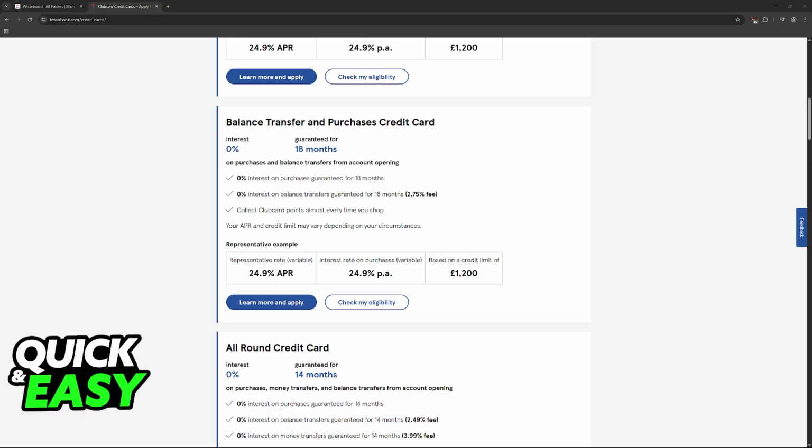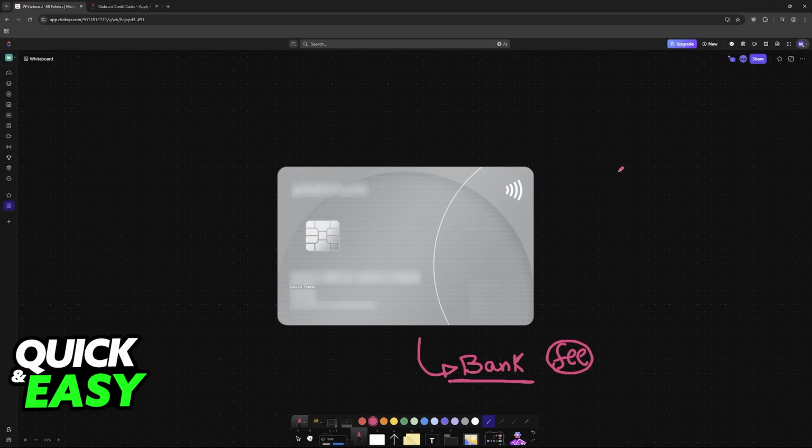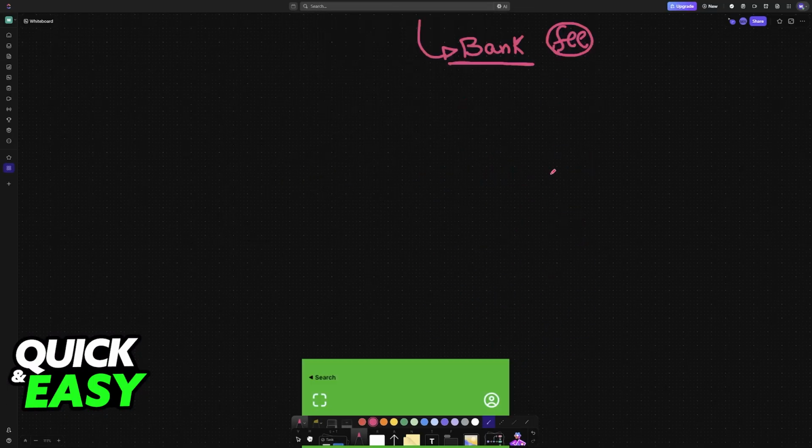If you don't pay the full transferred amount back before the promotional period ends, you will be hit with very high interest rates on the remaining balance. And besides this option, there's not many other strategies that you can do.